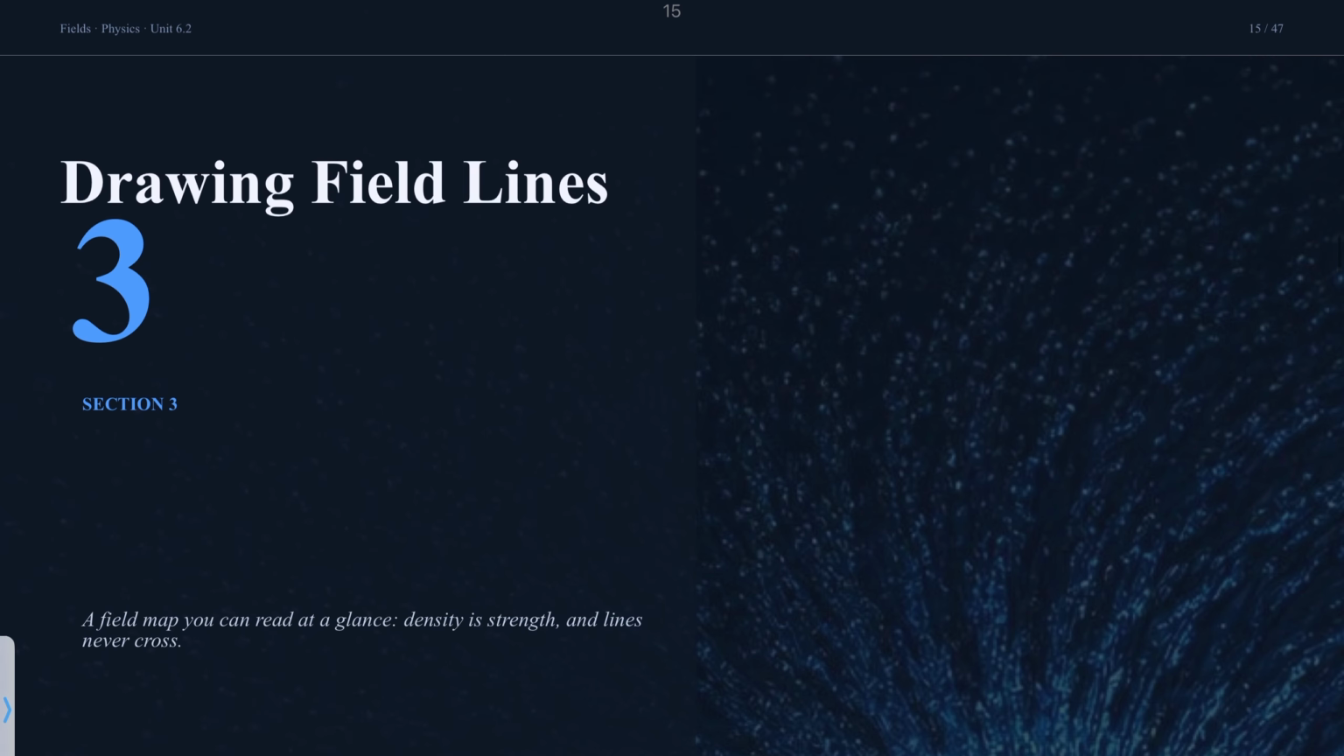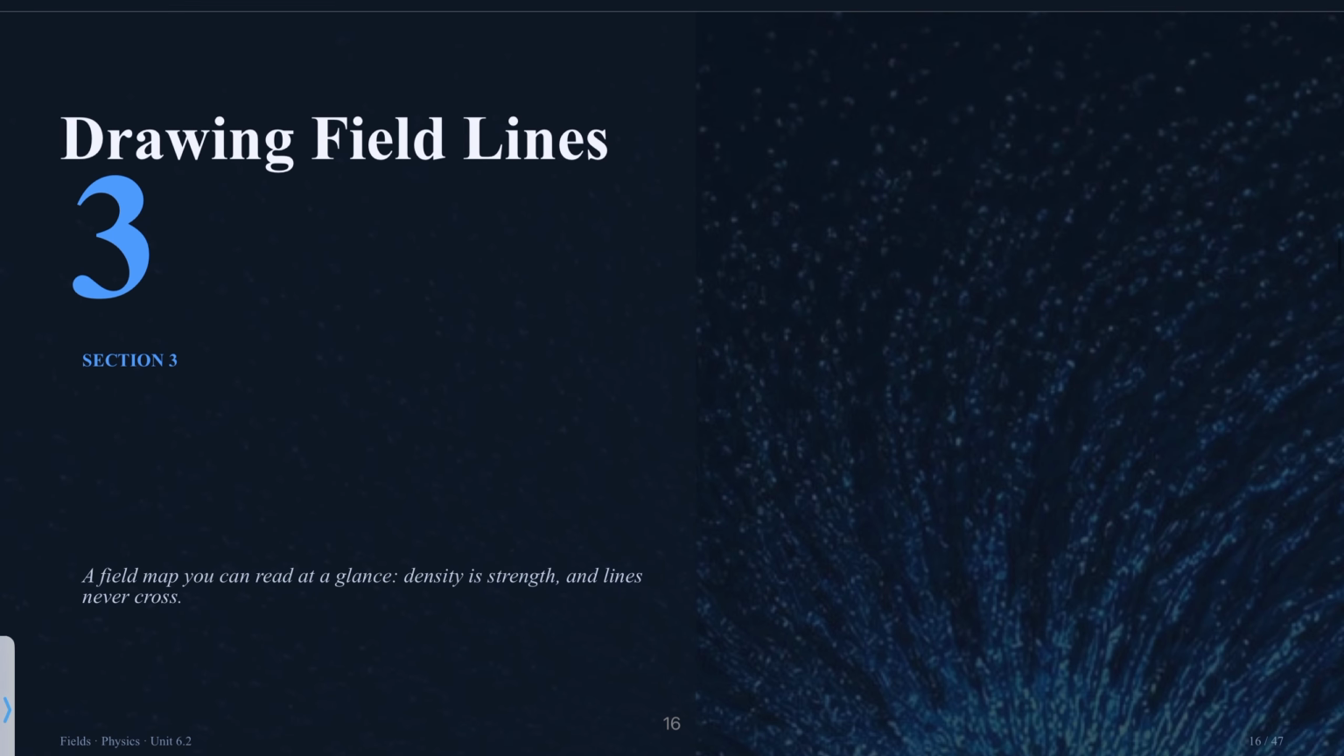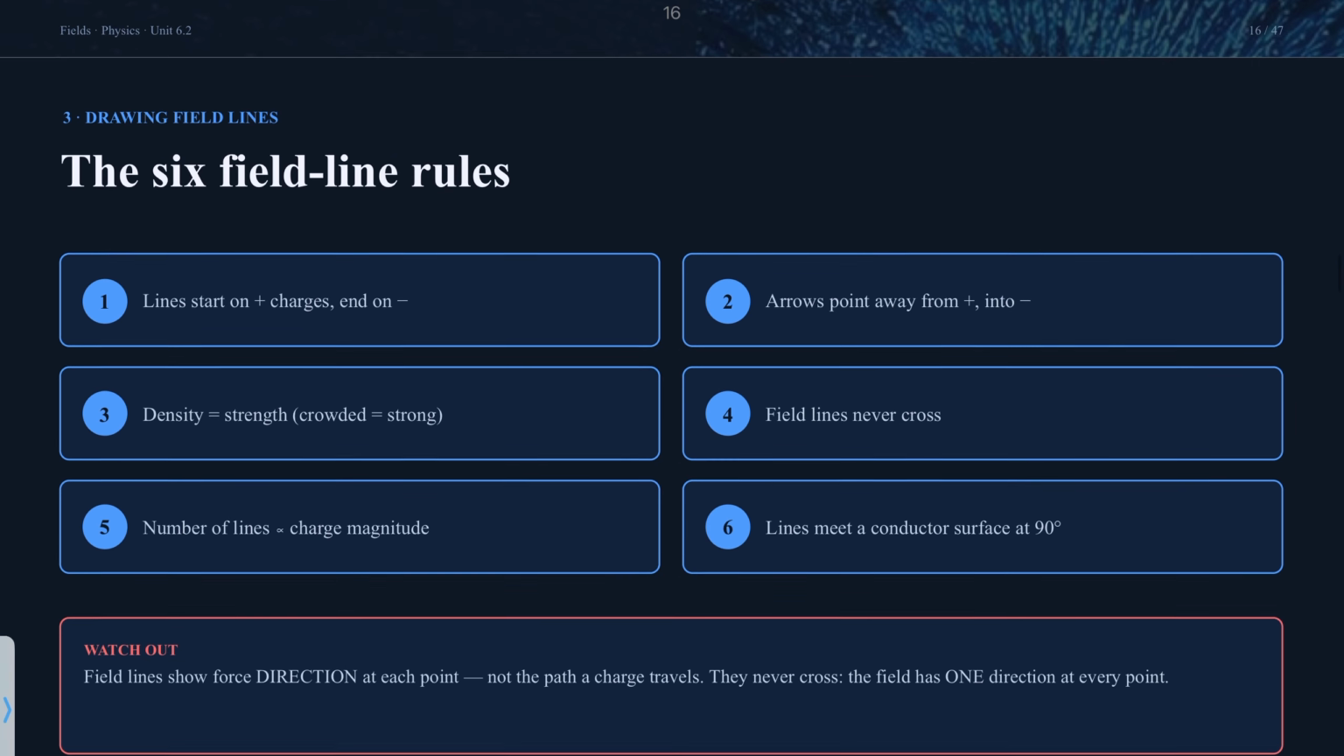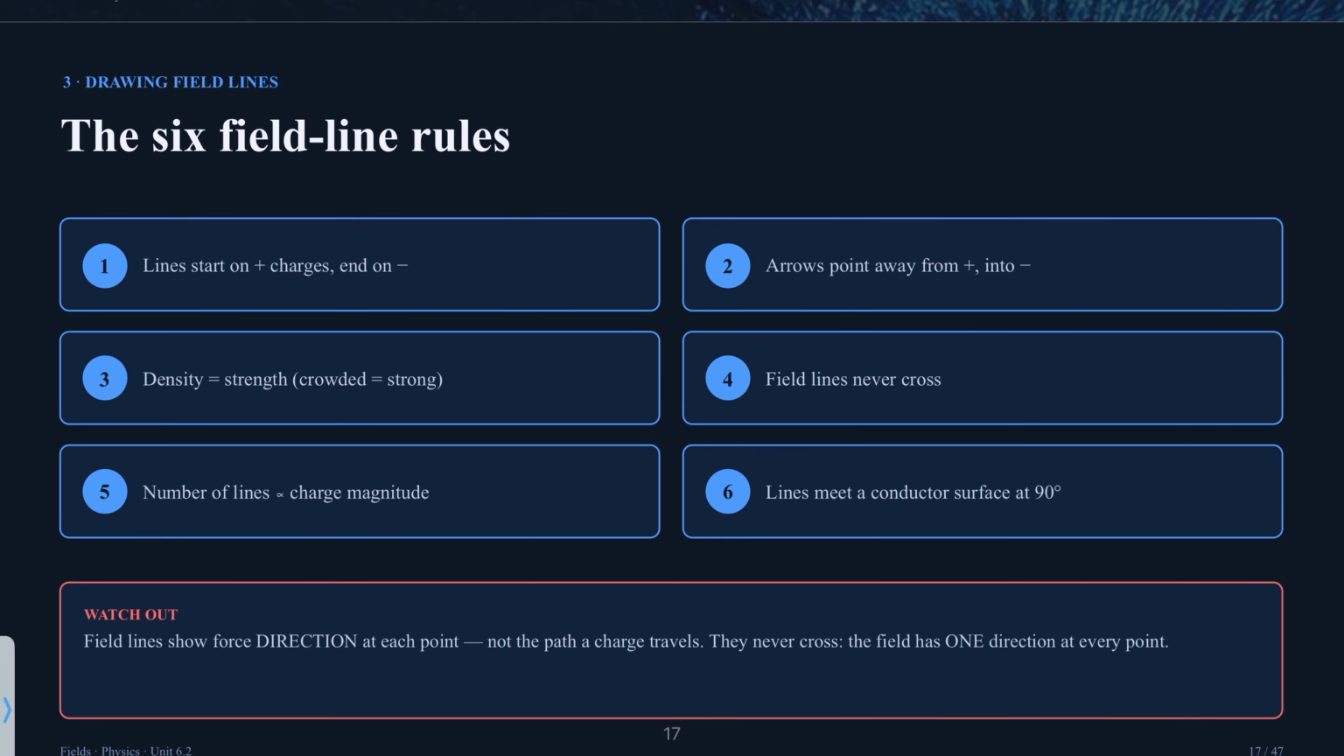So now let's go over drawing electric fields. There are 6 rules that you need to keep in mind. Lines start on positive charges and end on negative charges. So positive charges push outward, we know that, and negative charges pull inward. Arrows point away from plus into minus. So same thing, just 2 different ways.